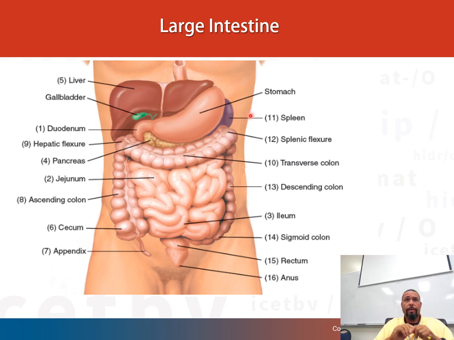No digestion will be taking place in the large intestine. The large intestine has 3 main components, as we've discussed: the cecum, the colon, and the rectum. The first 2 or 3 inches of the large intestine is composed of the cecum. Let's find that right there. It is a small pouch that hangs inferior to the ileocecal valve.